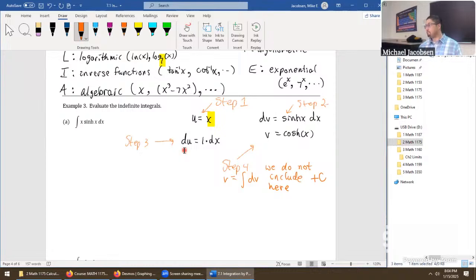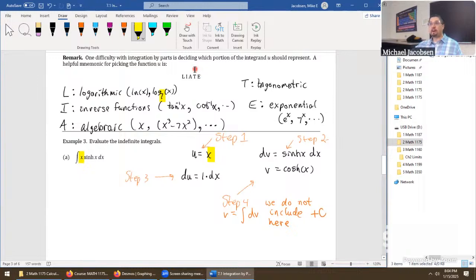Oh, that's a good question. It's kind of just by elimination. Once we picked x is u through the acronym here, mnemonic, what we do for this part here, hyperbolic sine x dx, is we just take everything else that's remaining in the integral. So this process says pick a u, and then everything else gets shoved into the dv expression.